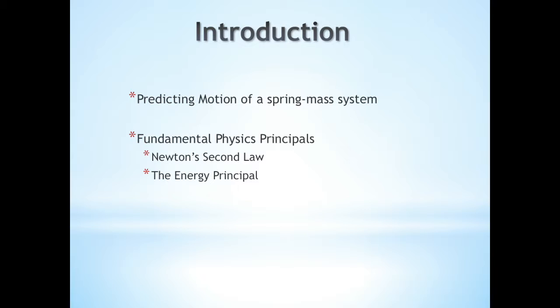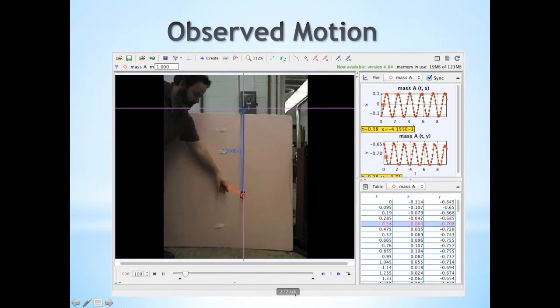The Python code was constructed using two fundamental principles, Newton's second law and the energy principle. Assuming these principles are accurately executed, the predicted and the observed motion are an almost complete match, as will be shown later in this presentation. Shown is the completed video analysis.